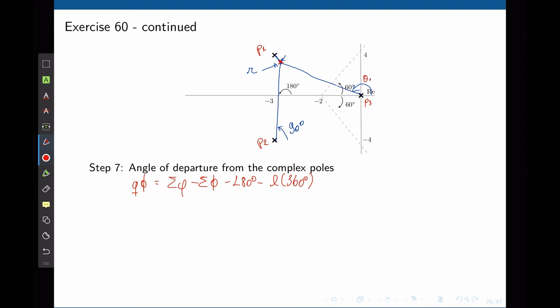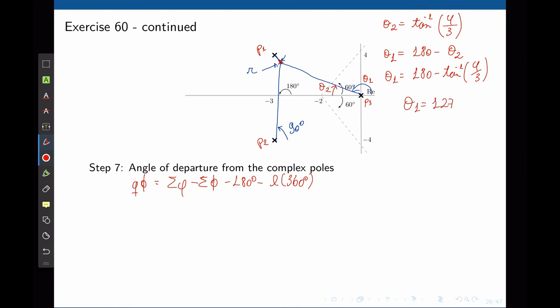Let's call this angle theta 1. And let's call this angle here theta 2. Let's just start by calculating theta 2. Theta 2 is simply the inverse tangent of imaginary part 4 divided by the real part 3. And theta 1 is simply 180 minus theta 2. So theta 1 is 180 minus the inverse tangent of 4 over 3. Theta 1 is 127 degrees.